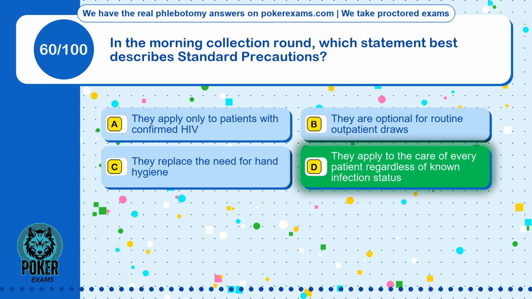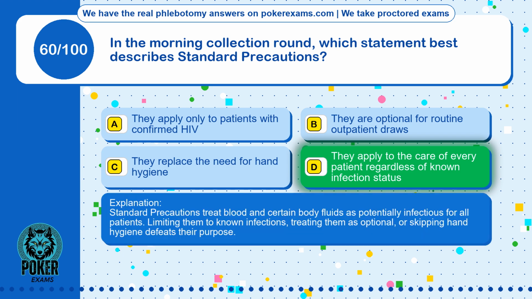The correct answer is option D. They apply to the care of every patient regardless of known infection status. Standard precautions treat blood and certain body fluids as potentially infectious for all patients. Limiting them to known infections, treating them as optional, or skipping hand hygiene defeats their purpose.